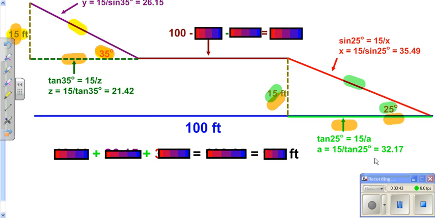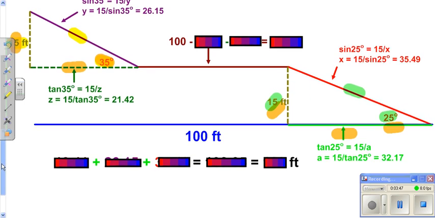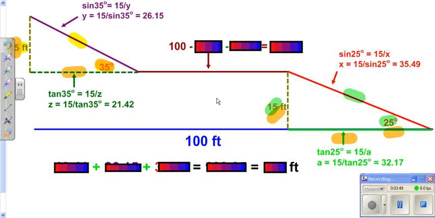So we now can actually figure out what that horizontal piece is. That horizontal piece would be 100, because that's the total distance going straight across, minus our 21.42 from over here for that horizontal distance, minus our horizontal distance over here of 32.17. Typing that into your calculator then gives you 46.14.